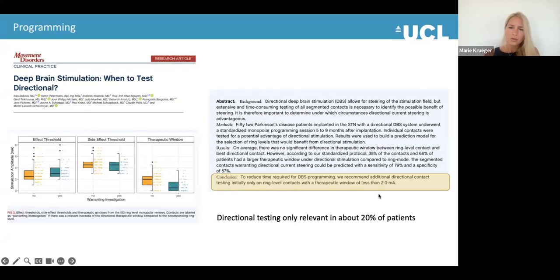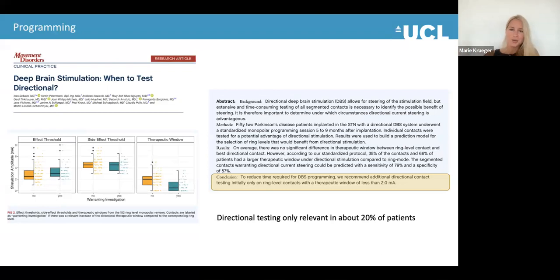If you have a therapeutic window of less than 2 milliamps, then yes, it's worth doing contact by contact. But if on your monopolar review you have a therapeutic window of the single 4 segments above 2 milliamps, you don't really have to go into each one of the 6 directional contacts. So just do what you always did, and the outcome will be pretty much the same.